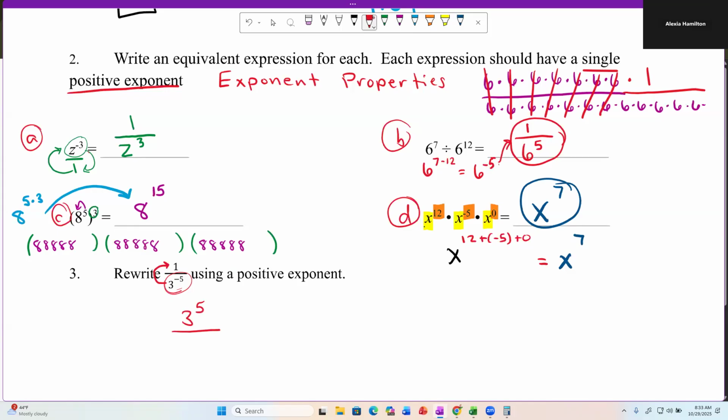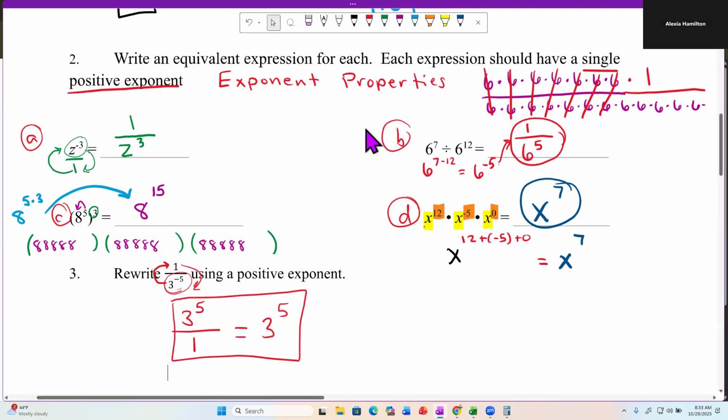And then that means that there's nothing in the bottom. So the 1, we could leave it as that, 3 to the 5 all over 1. But if I have something over 1, isn't that just 3 to the 5? Okay, but either one of those would be correct. You don't have to do anything else.